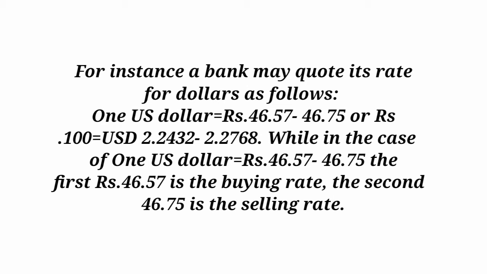For instance, the bank may quote its rate for the dollar as follows: 1 US dollar Rs 46.57, 46.75, or Rs 100 equals USD 2.2432 or 2.2768. While in case 1 of US dollar Rs 46.57 or 46.75, the first, Rs 46.57, is the buying rate. The second, 46.75, is the selling rate.